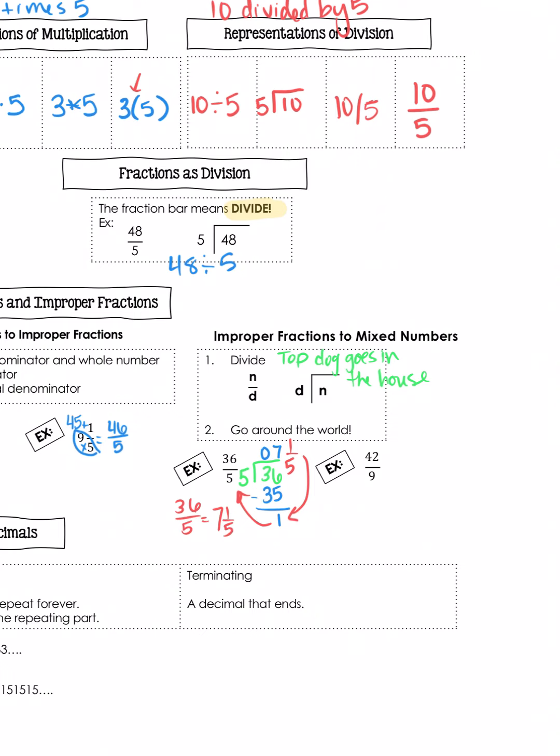This next one, 42 ninths, that's 42 divided by 9. 9 doesn't go into 4, it goes into 42 4 times, which is 36. I subtract, I get 6. Then I go around the world, and I'm going to get 4 and 6 ninths. But that 4 and 6 ninths can simplify to 4 and 2/3. So 4 and 2/3 is equivalent to 42 ninths.